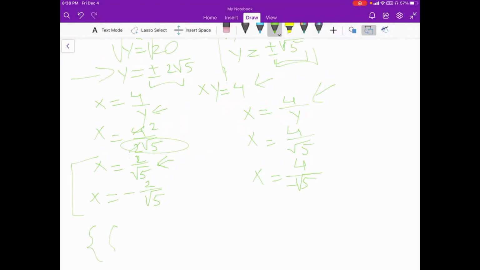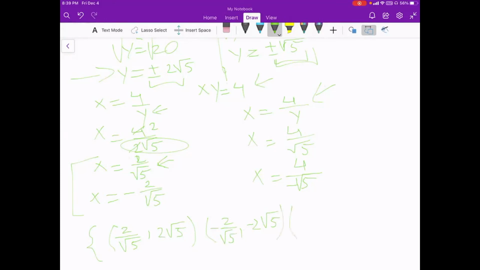So when I plugged in, I'm going to put the positive one first. 2 over radical 5 is what I got when I plugged in 2 over radical 5 for y. Even though I worked backwards, I plugged in the y value to get the x. I should be writing the values in the correct order, which is x comma y. So then when I plugged in negative 2 over radical 5 for y, the x value that I got was -2 over radical 5.